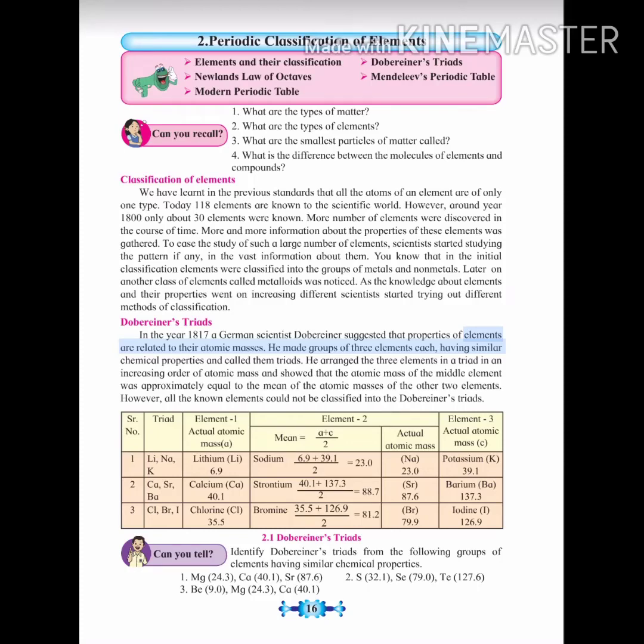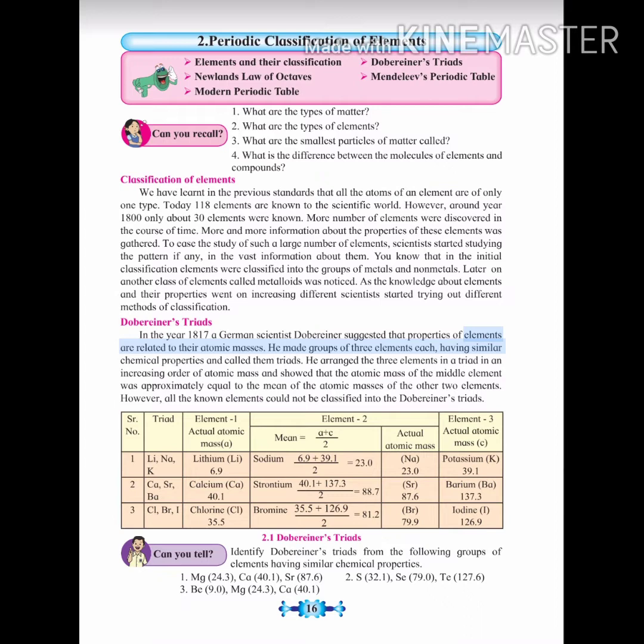Hello, my dear students. Today the topic is periodic classification of elements. Now, what is an element? An element is the smallest atom, which consists of electron, proton, and neutron. Why do we need to do classification? So it becomes convenient and easy for studying their physical and chemical properties.